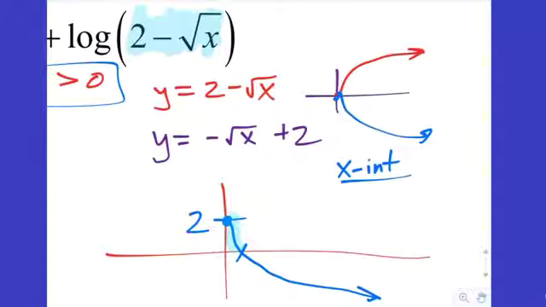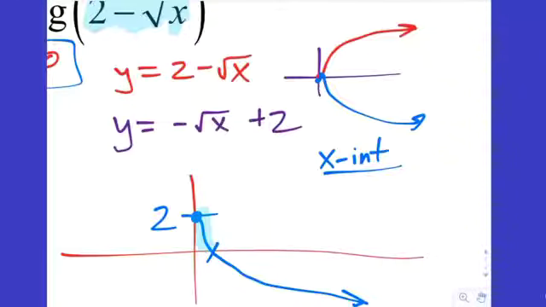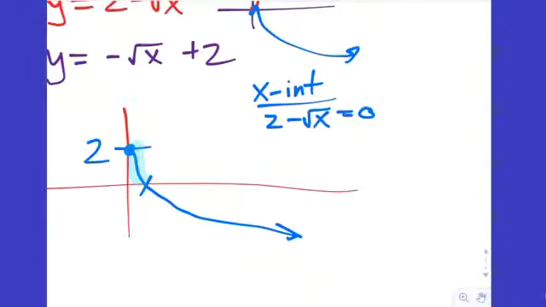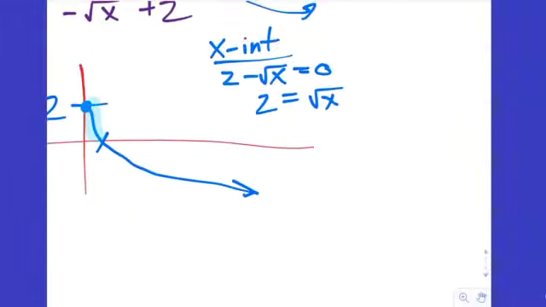How do you find the x-intercept of any function? Set y equal to 0. Good. So I'm going to say 2 minus the square root of x, set it equal to 0. And now because this is an equation and not an inequality, you can solve it algebraically if you don't know what the answer is. I'm going to bring the square root of x to the right side. So now I get 2 equals the square root of x. And then to unsquare root something, I do the inverse, which is square both sides. And you end up with x equals 2 squared, which is 4.